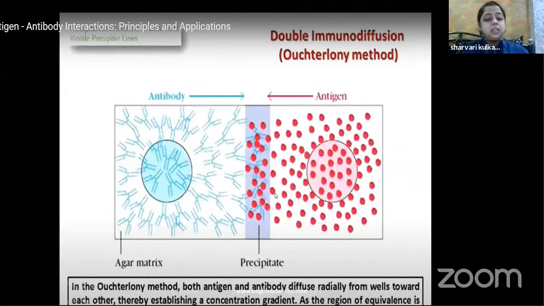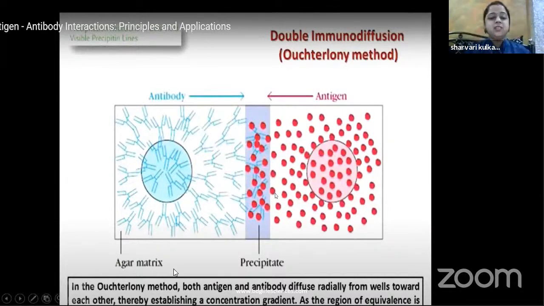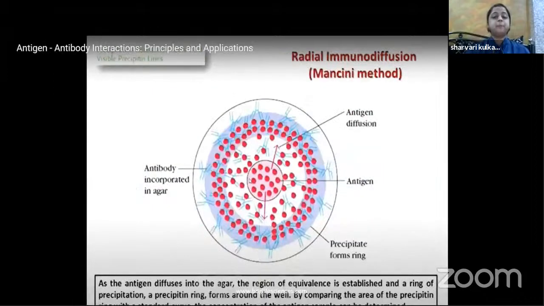So this is the Ouchterlony method, double diffusion. Here you can see it is an agar matrix. Then you have antibody in one well and antigen in another well. Once both are added, they travel towards one another, antibody in one direction, antigen in another direction, and in between this precipitate is formed. So this line which you can see exactly at the center will be like the equivalence zone where the antigen and antibody meet each other, right? So this is known as a precipitation reaction.